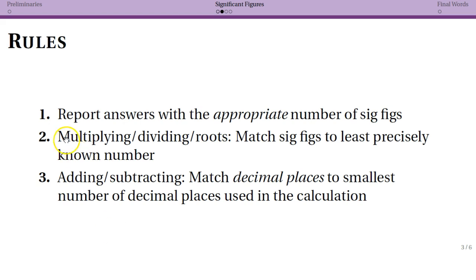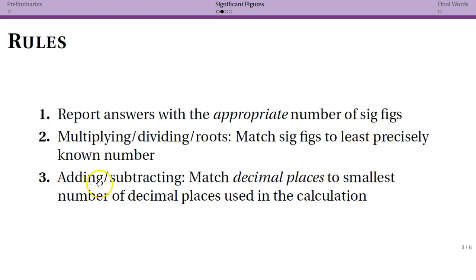So if you have, for instance, multiplied, divided, or taken a square root, you want to look at your values and match the number of significant figures in your answer to the least precisely known number that went into your calculation. So if you multiplied 2 numbers where one had 2 sig figs and the other had 5, your answer would only be reported with 2 significant figures.